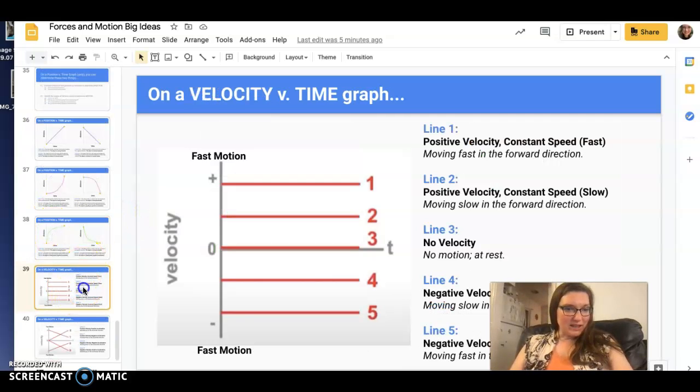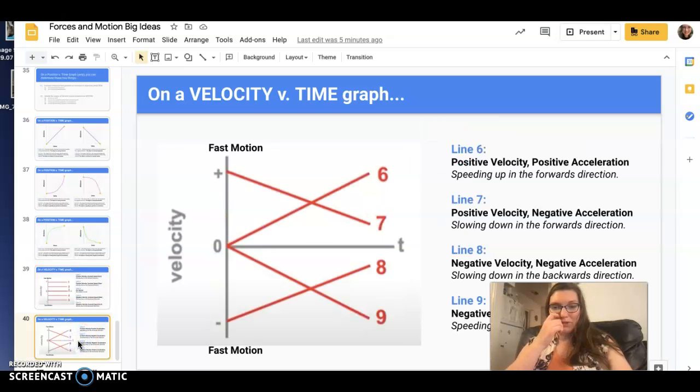Okay, I've got 50 seconds left. If you want to check these lines out again too, you're totally welcome to. That's another good way to look at this stuff in terms of a velocity time graph.